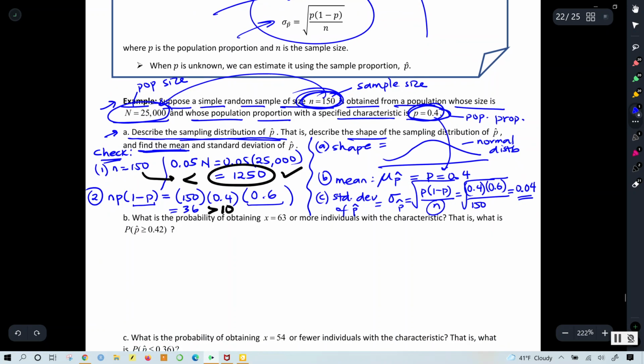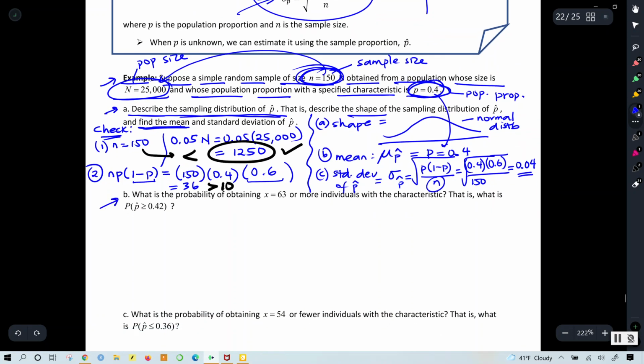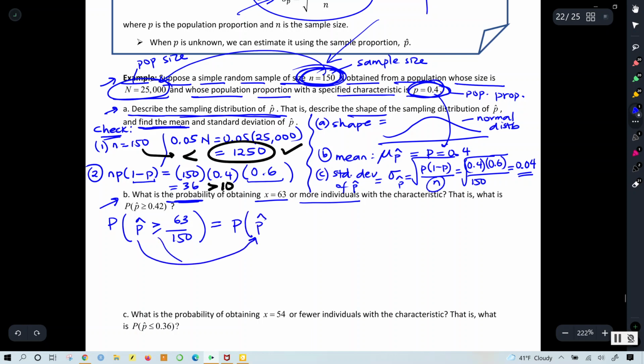With this said, I can proceed to part B. We are to find the probability, capital P, of obtaining x equals 63 or more individuals out of 150. So the probability that the sample proportion is 63 out of the sampled 150. That is equivalent to the probability that the sample proportion is greater than or equal to 63 divided by 150, which is 0.42.